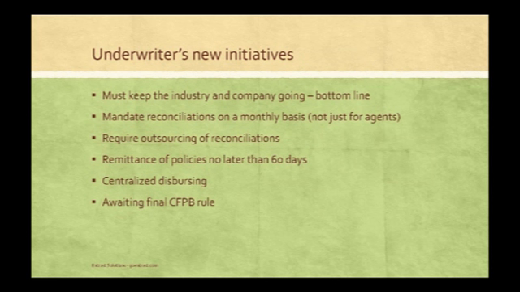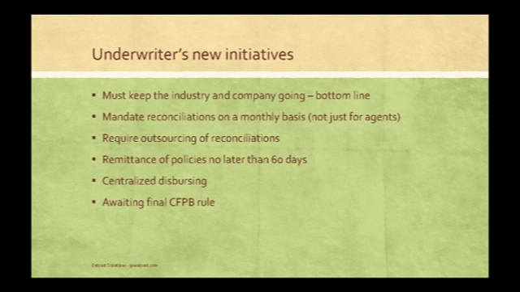Remittance of policies no later than 60 days. This is a commonality in most agency and underwriter agreements and contracts, where they want policy remittance in 60 days. And it's good that you remit in 60 days because you're trying to get the policy out the door so you can work on the next deal. At the same time, the underwriter needs the revenue to survive. So again, it's a reciprocal relationship. How much they can help you, you can help them.